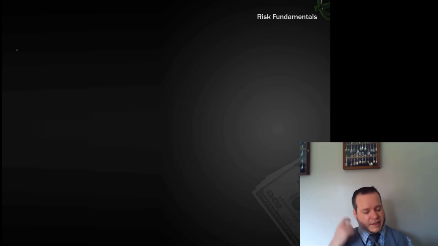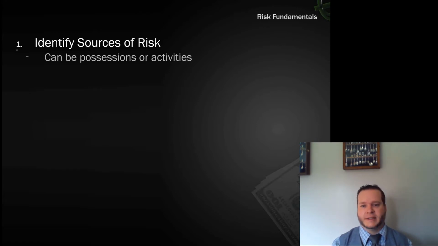Okay, so those are the basic topics that we're going to cover in this unit. So let's talk about some basic fundamental principles of risk management. Step one in the process of risk management is identify your sources of risk. These will be your exposures and your perils, right? That's talked about in the readings. You need to figure out, where could I lose money? My house, my car, right? My health, what could I lose?